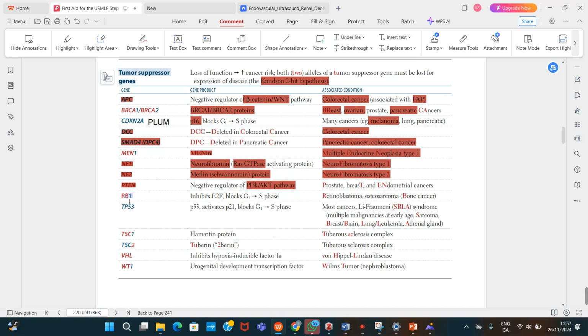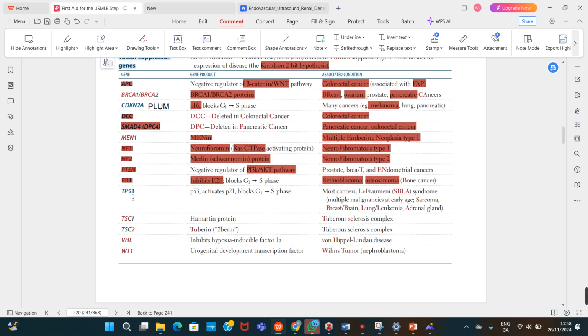Then here, retinoblastoma is very important. Retinoblastoma inhibits E2F, and we have talked about this, blocks G1 to S. So that means retinoblastoma mutation can predispose to both retinoblastoma and what? Osteosarcoma. Please, don't forget this stuff. Please, be reviewing this stuff every day. Very important stuff.